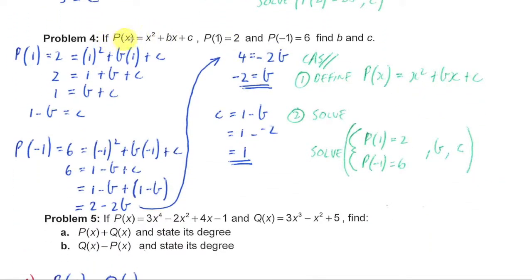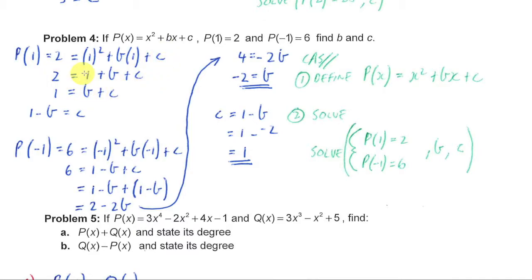Problem 4. We've got p of x equaling x squared plus bx plus c. We know that when we substitute 1 into the polynomial, the result is 2. When we substitute negative 1 into it, we get 6. We need to work out what b and c are. Here's what I do by hand. So I'm going to start with the substitution of p of 1. So p of 1 is equal to 2, which must equal 1 squared plus b times 1 plus c.